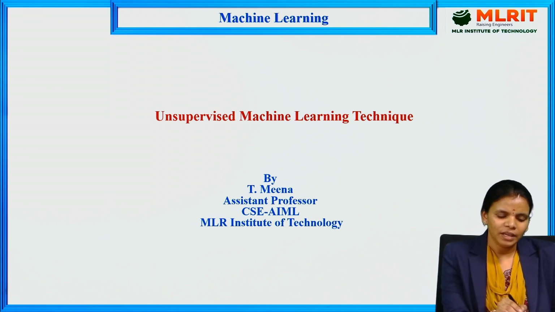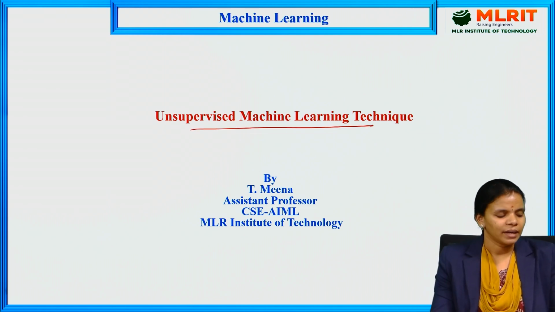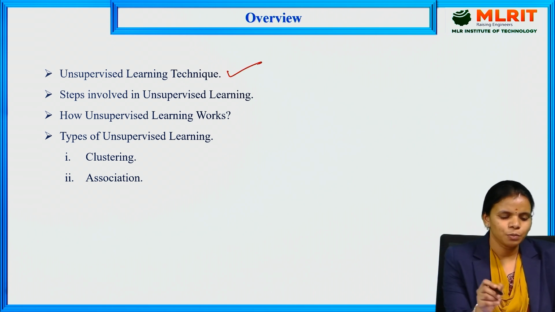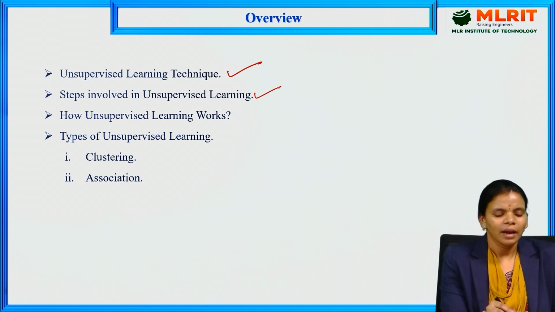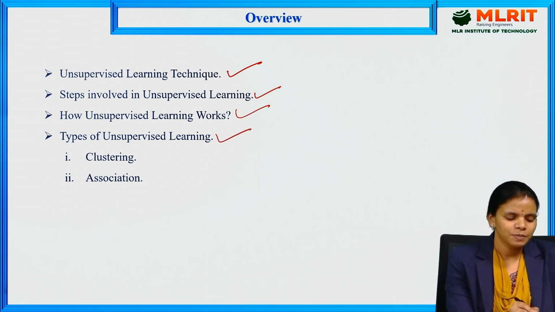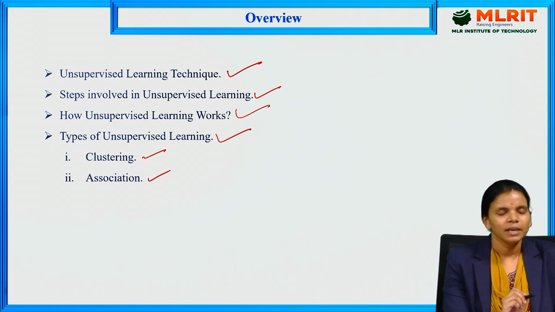Today our topic is unsupervised machine learning technique. So this is the overview of our lecture. The first one is what is unsupervised learning technique, what are the steps involved in unsupervised learning technique, how it works, and the types of unsupervised learning technique. There are two types. The first one is clustering and the next one is association.